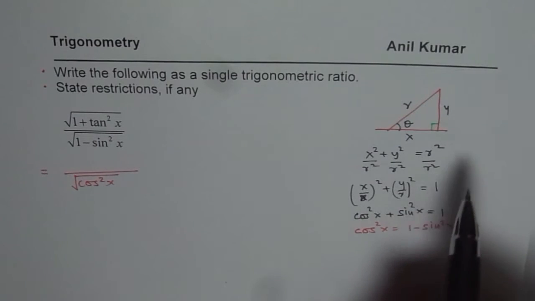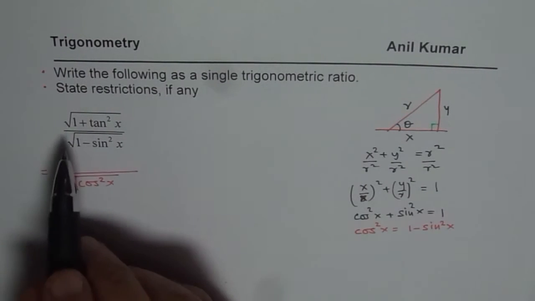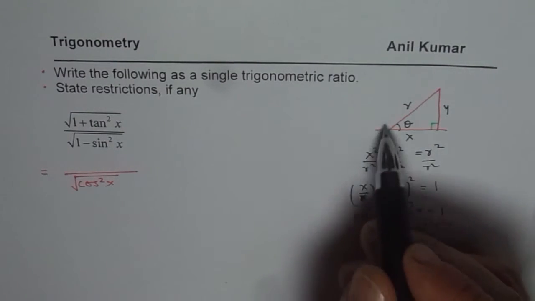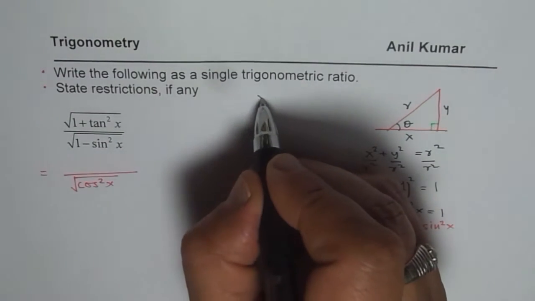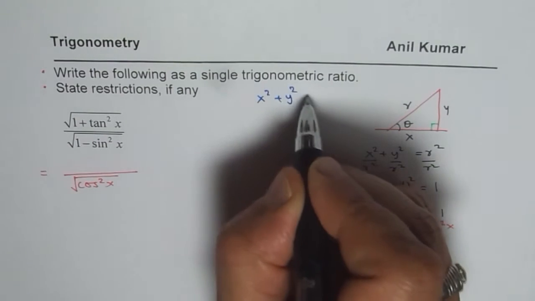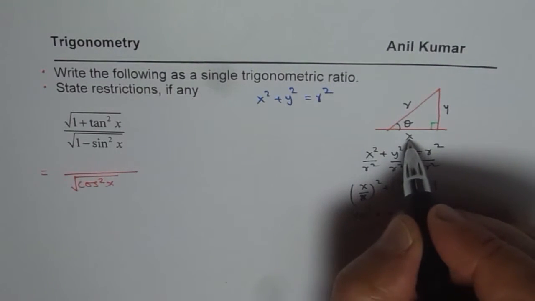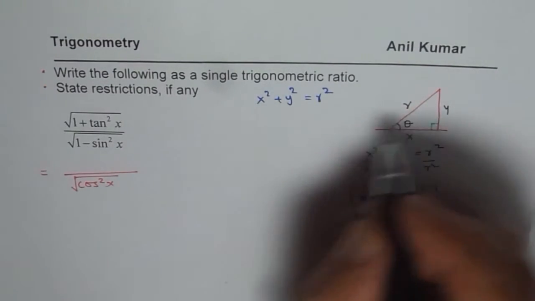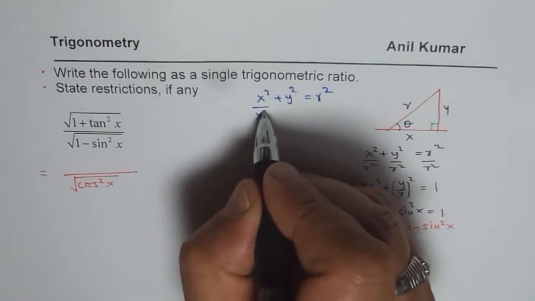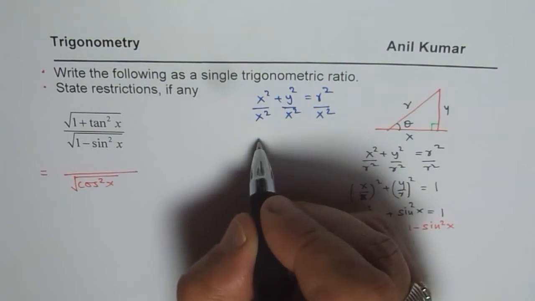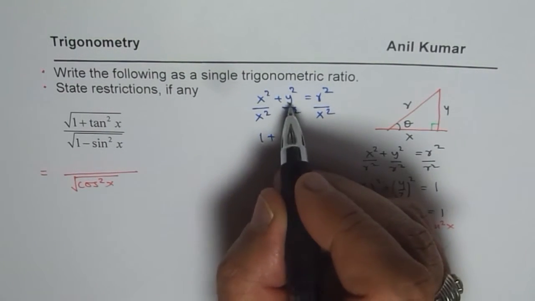Now let's look into the other identity. We are trying to relate tan now. Tan is y over x. We'll begin with the same strategies. We have x square plus y square equals r square. We'll divide by x square this time. So if I divide all these terms by x square, then we get 1 plus y over x.